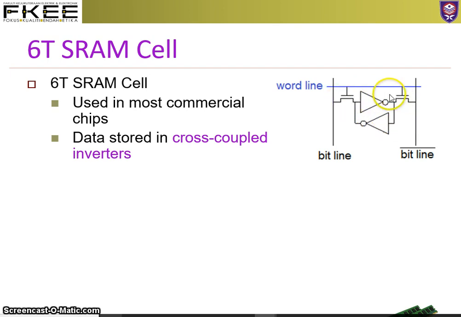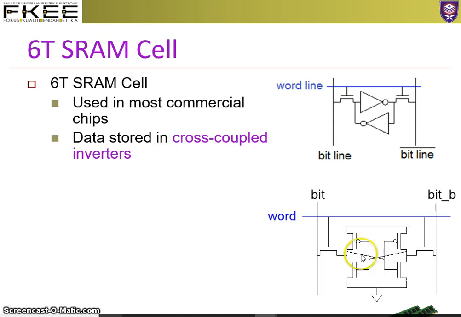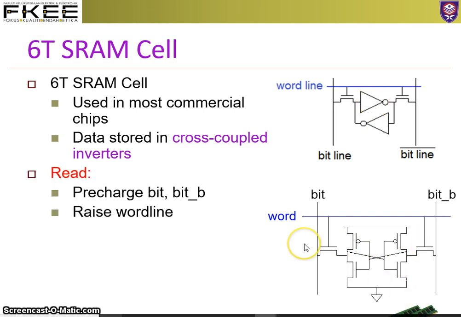The transistor over here is connected to the word line. So this word line will control this transistor, whether we want to put the data in or we are taking data through the bit line bar. The same thing, just the first inverter, the second inverter.